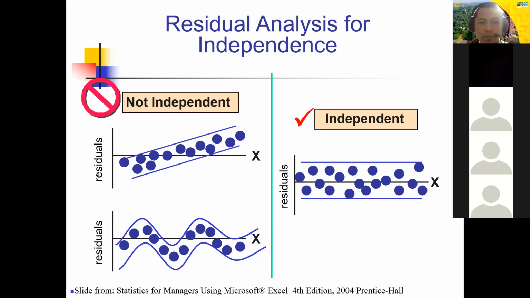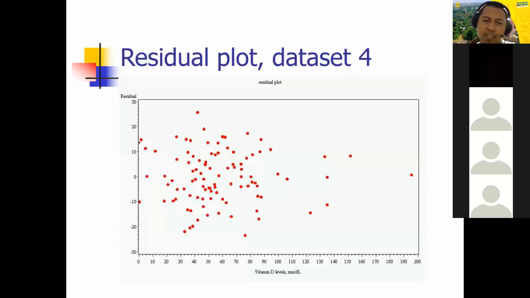And from the residual graph, you can see here, this is not independent, but this is independent residual data. It means that if you remember that y is equal to the estimated plus the error, this error should be independent. If not independent, maybe we should consider another variable. This is the residual plot.